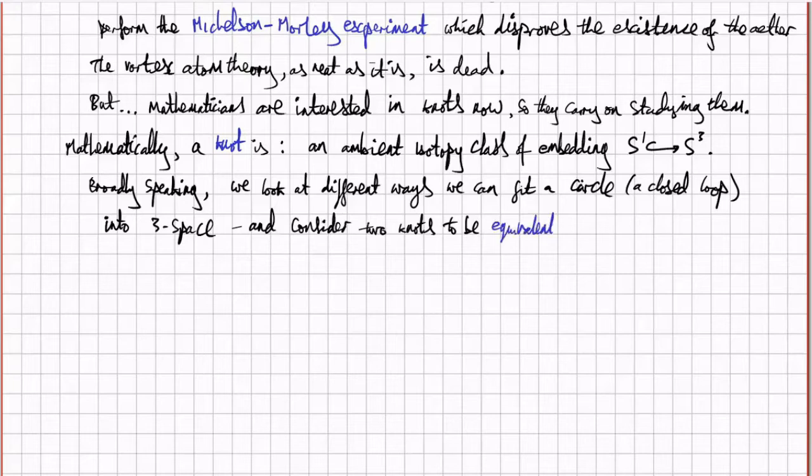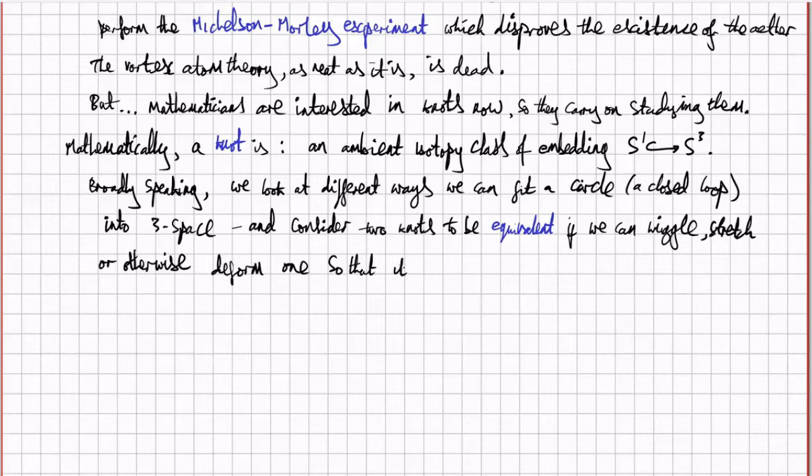And we consider two such knots to be equivalent if we can sort of wiggle or stretch or otherwise deform one of them so that it looks like the other. As long as we don't do any cutting or gluing, that's allowed.